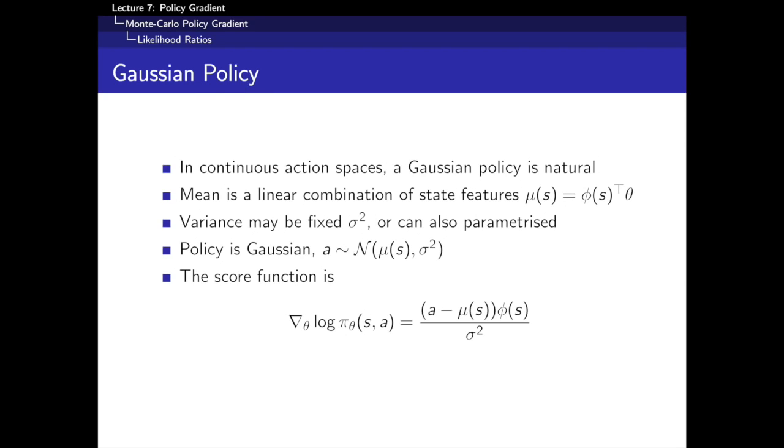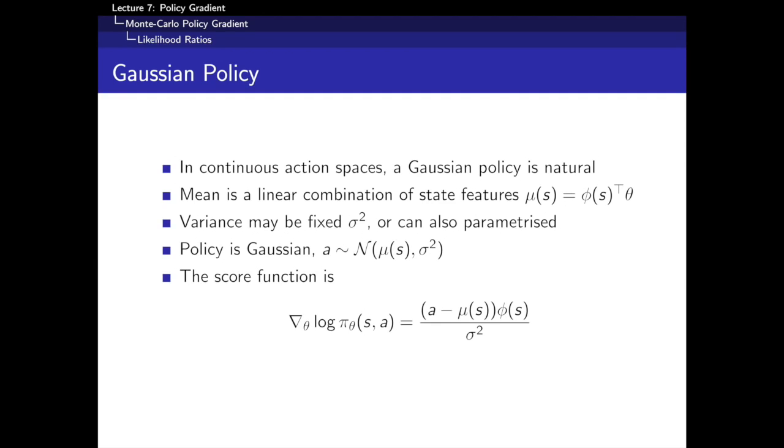But the simplest case is to say now the action is selected according to some normal distribution with mean mu of s, where this might be a linear combination of our features. Like before, we've got features of our state and some weights for those features, and some variance parameter. So basically we get to pick the mean, and then we just add some noise to that to make it stochastic. And so if we were using a Gaussian policy, what would this score function look like?